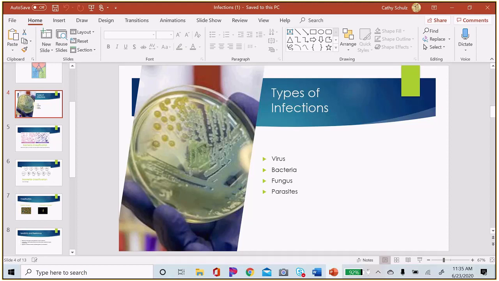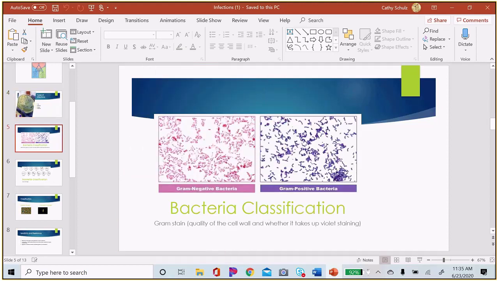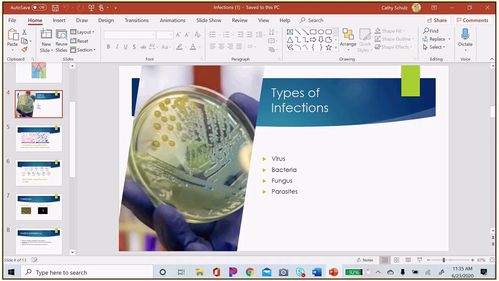So oftentimes, you know what organisms are present in a certain community, and you don't necessarily have to culture or get lab results for every infection, but sometimes we do. And so that is the first thing that is done. That picture of the person holding that petri dish is the culture material.